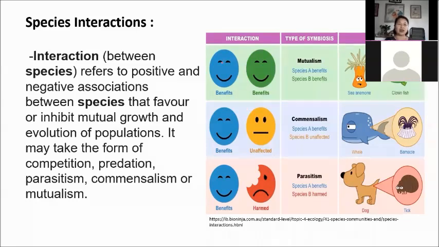So, there are interactions where both benefit. Another, one benefits with the second also benefiting. Another, one benefits but the other is unaffected. Another, one benefits, but the other is harmed at the same time. So, here are the examples.